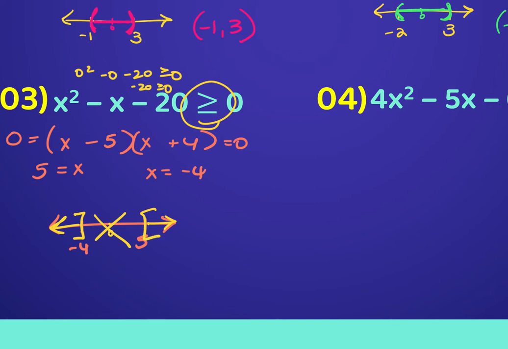So my interval notation, when they point out, goes -infinity to -4. This time it gets a bracket on the -4. Put a u in between. 5 to +infinity.